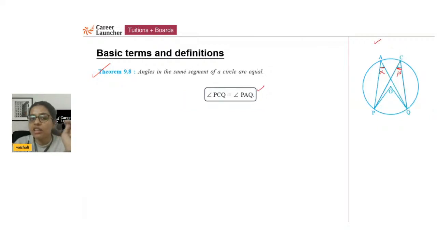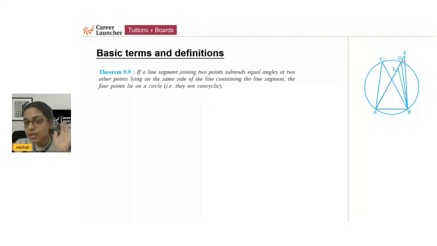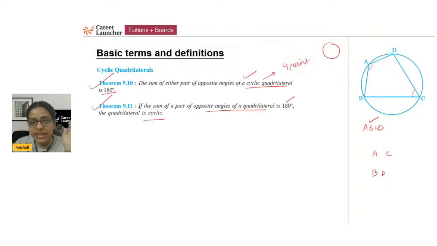Second, if you are having the same segment, in this case, the angles alpha will be equal to beta. Then what do you understand by cyclic quadrilateral and what is the relationship?